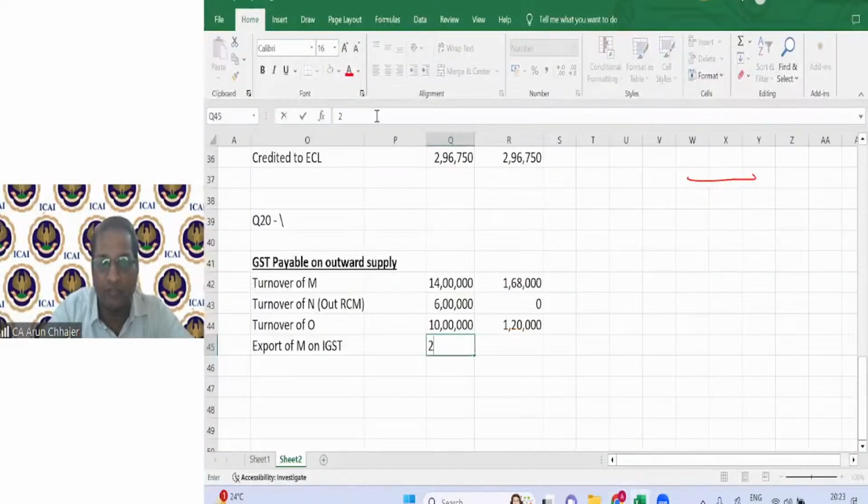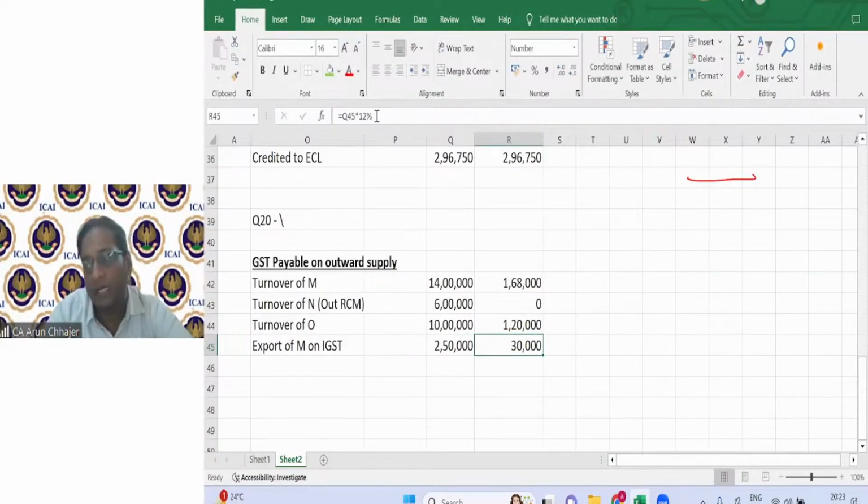What was the value of the export? 2,50,000. Here it would be IGST 12%. Correct. Sir, then there will be excess ITC with A, as output is only 0.1 and inward supply at 18%. Absolutely correct. Example. Okay. So fine, no problem.